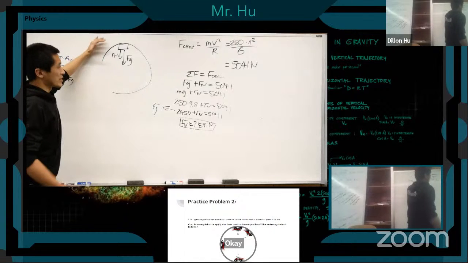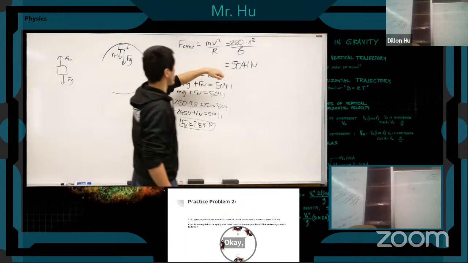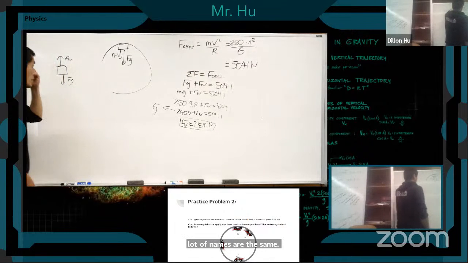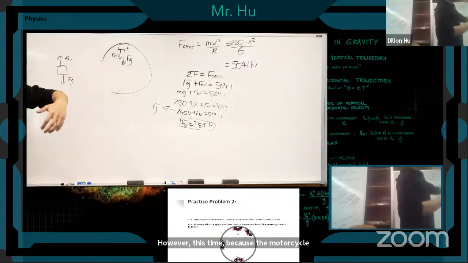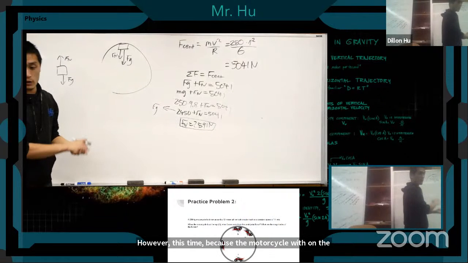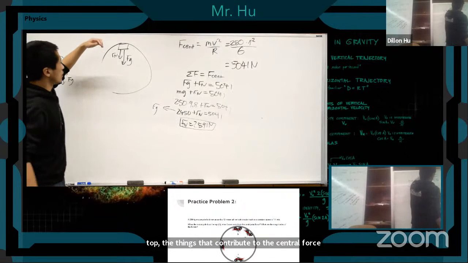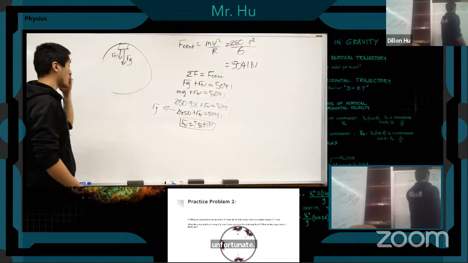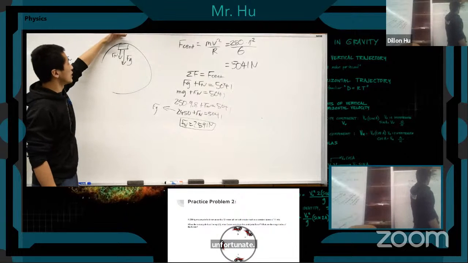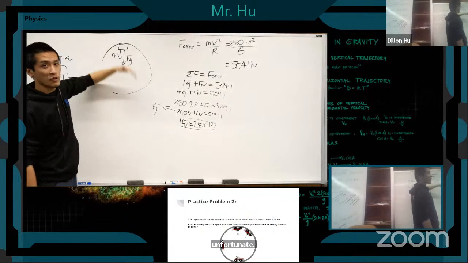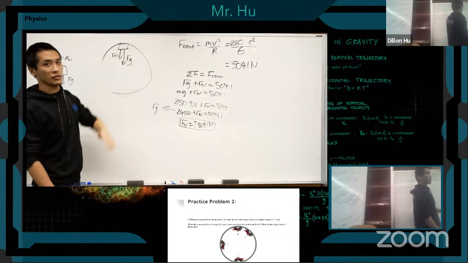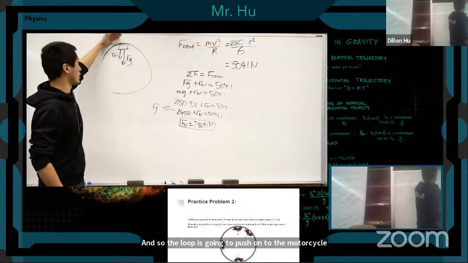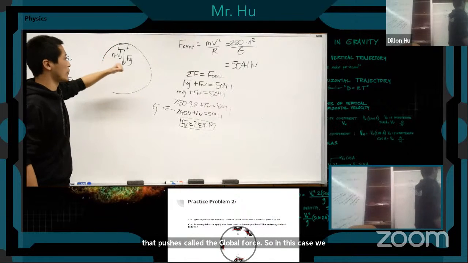A lot of the things are the same. The overall amount of centripetal force is the same. It's still 5,041. However, this time, because the motorcycle is on the top, the things that contribute to the centripetal force are going to be different. The force of gravity on this motorcycle is going to point straight down as usual. Nothing has changed. And because the motorcycle is touching the loop, the loop is also going to touch the motorcycle. And so the loop is going to push onto the motorcycle. And that push is called the normal force. So in this case, we have two forces both pushing the motorcycle into the loop, which is the normal force and the force of gravity.